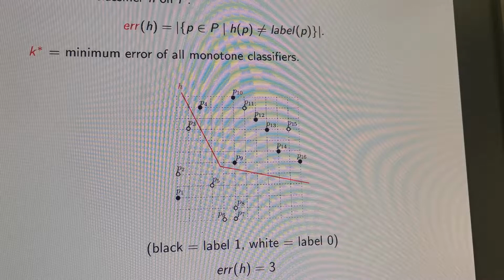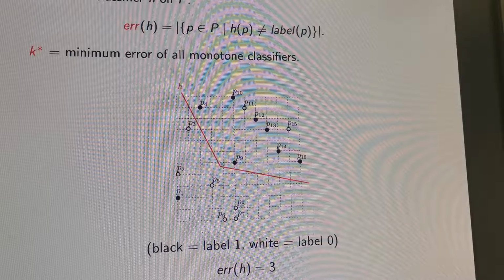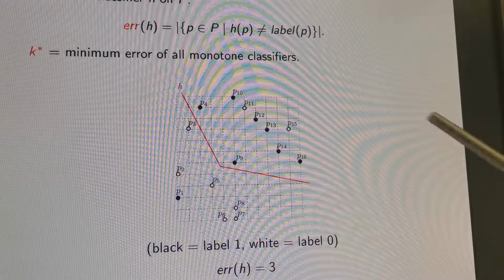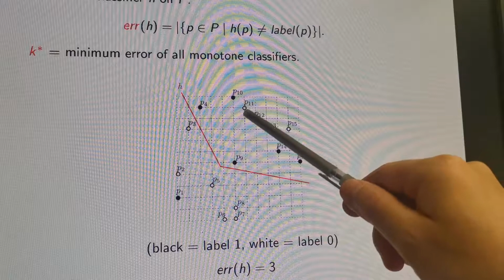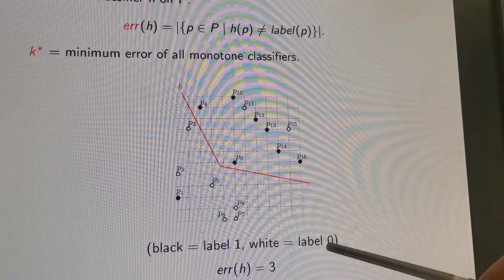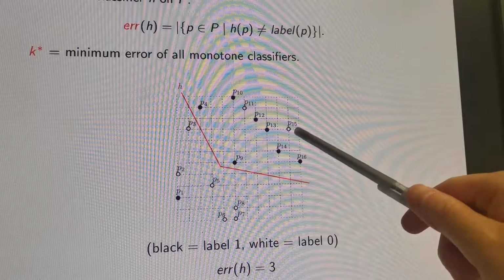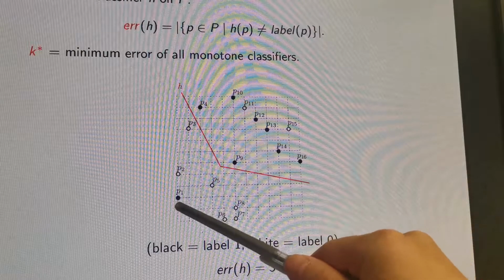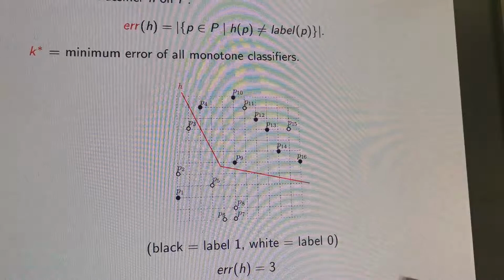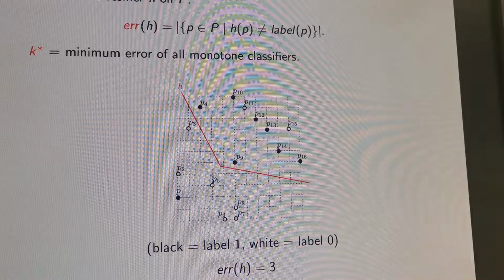And what's the error of this monotone classifier? Well, you can see that it misclassifies P11, right? This is supposed to be 1, but it's white, which means label 0. And also it misclassifies P15, and there's another point misclassified here, P1, and therefore the error of this classifier is 3.